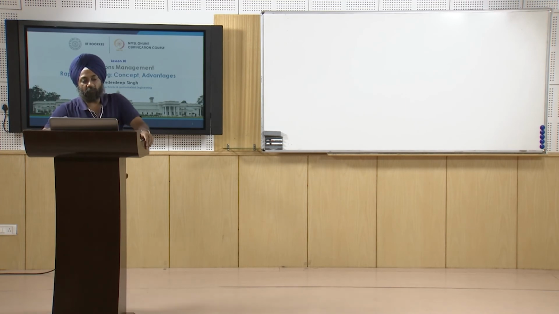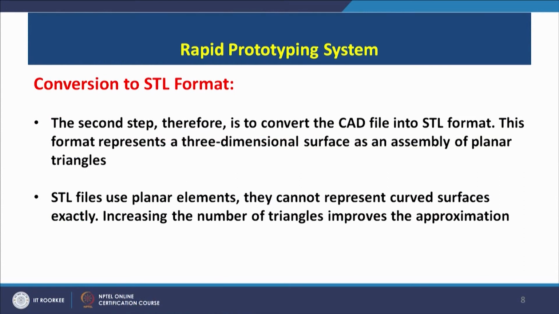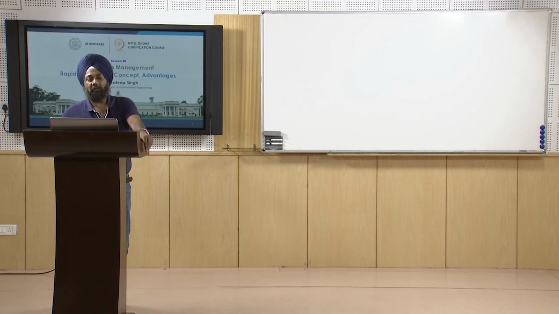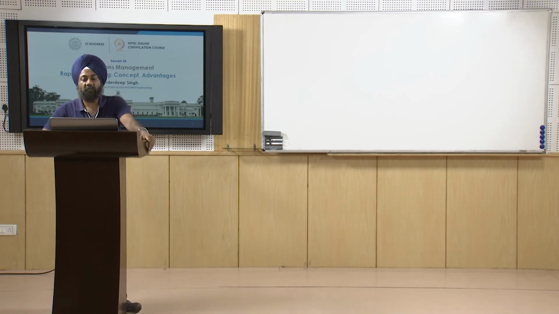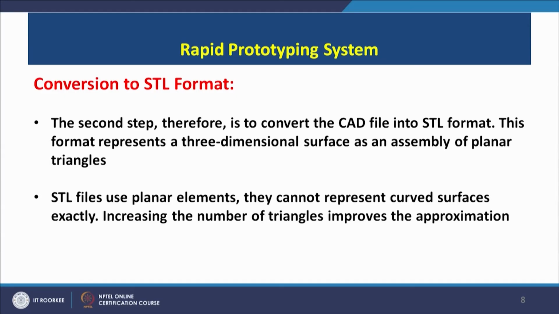Conversion to STL format. The previous point was that the CAD model is required for almost all rapid prototyping technologies. The second step therefore is to convert the CAD file into the STL format. This format represents a three-dimensional surface as an assembly of planar triangles. So we have to convert the CAD file into STL format.